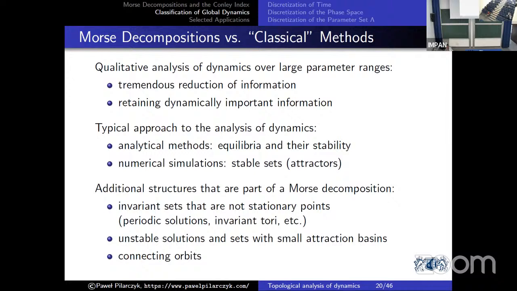Like the Conley graph shows the major recurrent, in fact, it shows all the recurrent dynamics in the system and possible connections between these sets. So here we can find invariant sets that are not necessarily stationary points. So we can get periodic orbits or some more sophisticated invariant sets like invariant tori or periodic solutions. We also can get unstable solutions for the dynamics, because in this method we compute all the isolated invariant sets. And we also get information about connecting orbits between them.